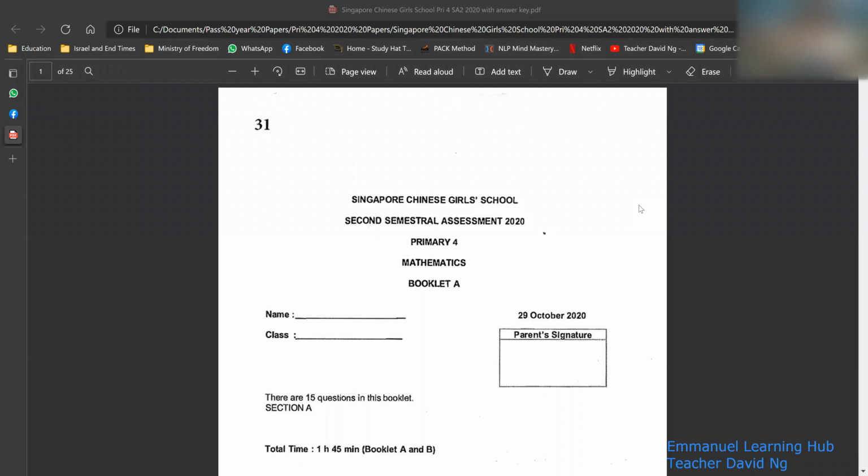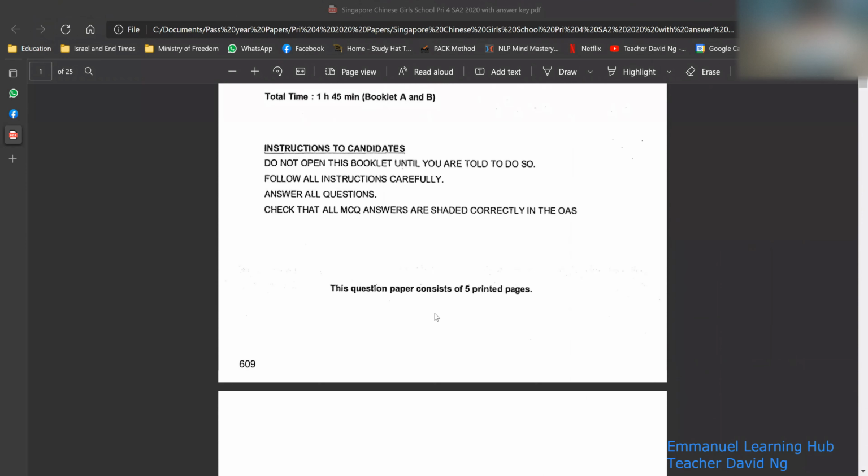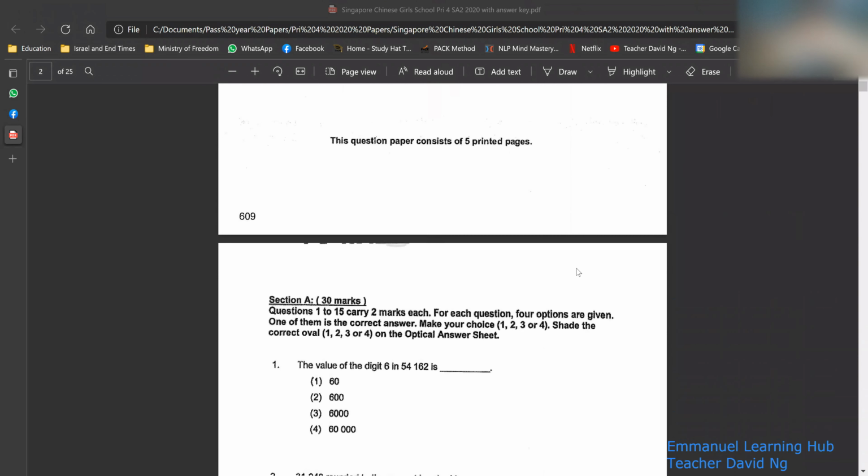Okay, in this lesson, I will be going through Singapore Chinese Girls' School SA2 2020 P4. I give credit to the teachers from SCGS for setting this question. So right now, without further ado, let me start the lesson.